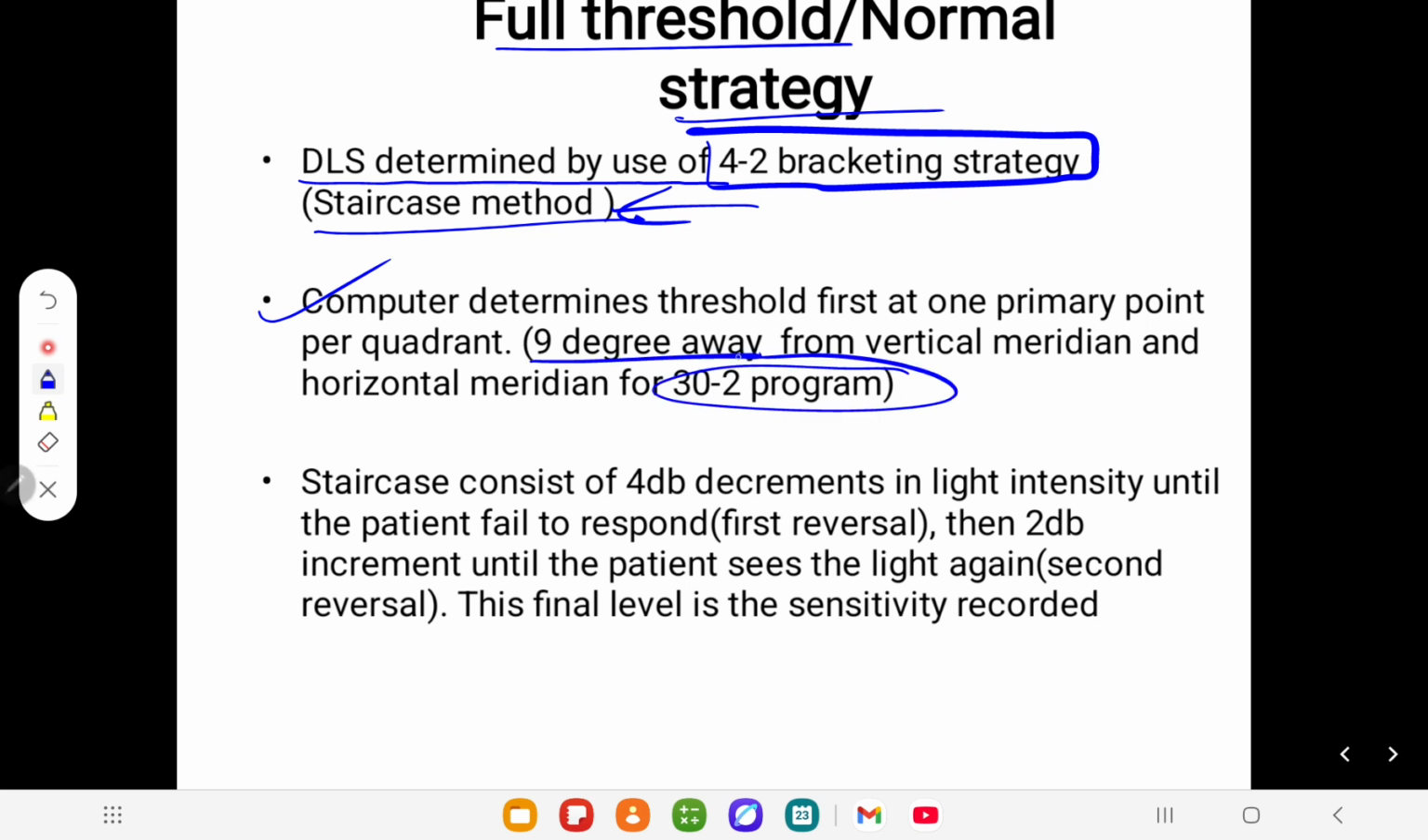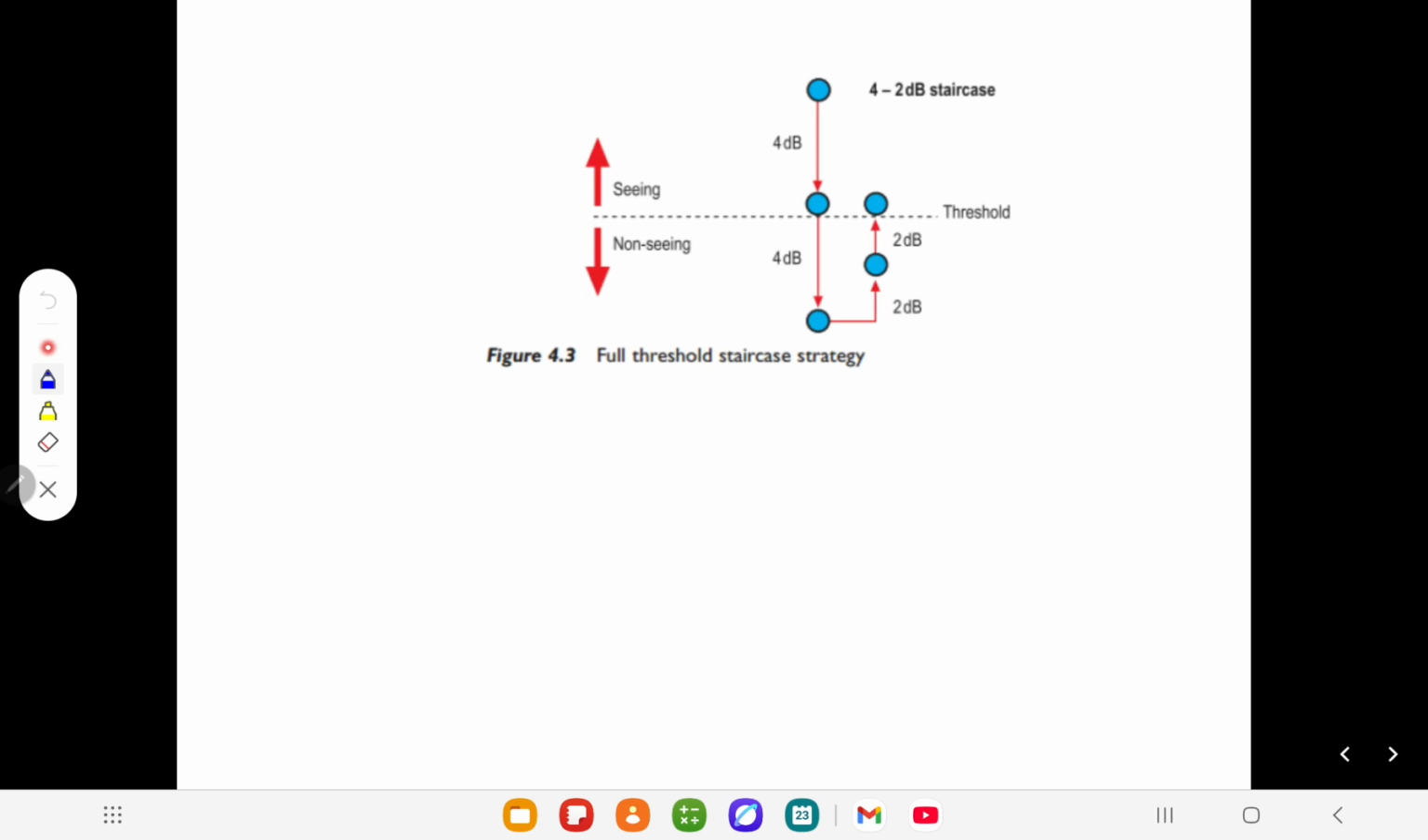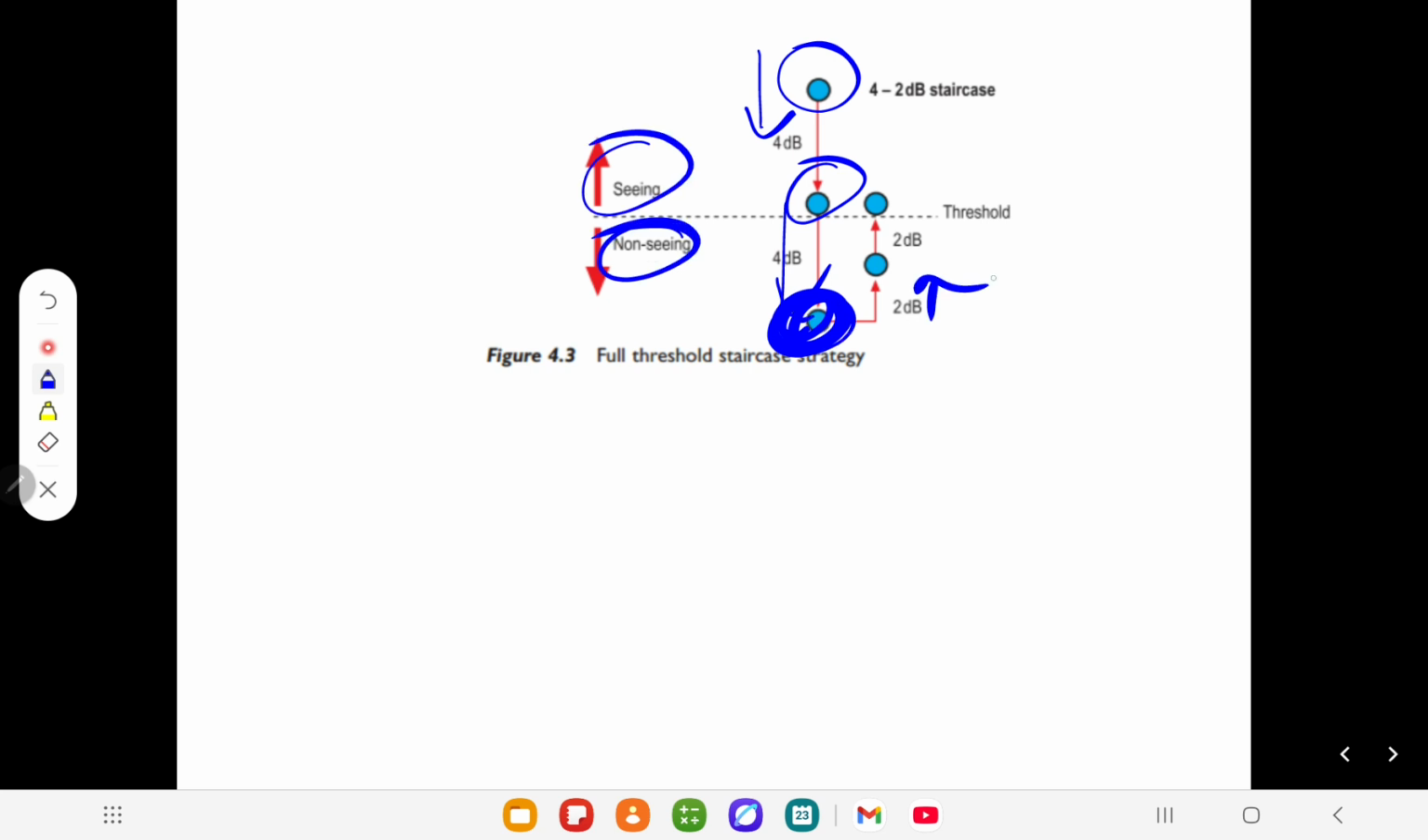So primarily we find that first, and then the staircase consists of a 4 decibel decrease in light intensity until the patient fails to respond. Then we reverse with a 2 decibel increment until the patient can see the light again. That is the second reversal. Then the final level of sensitivity is recorded. So the first light is projected in the suprathreshold region, then we reduce by 4 decibel, it's seen, reduce 4 decibel again, it's not seen. So there is a seeing area and a non-seeing area. Now you uplift by 2 decibel, and again by 2 decibel, then it's seen and it is recorded as threshold.